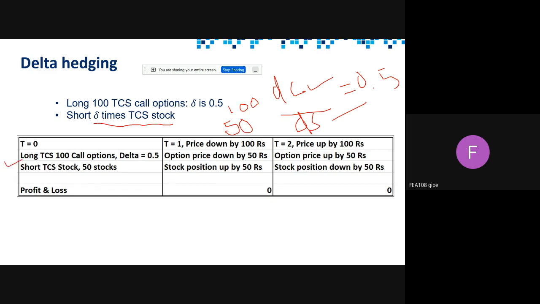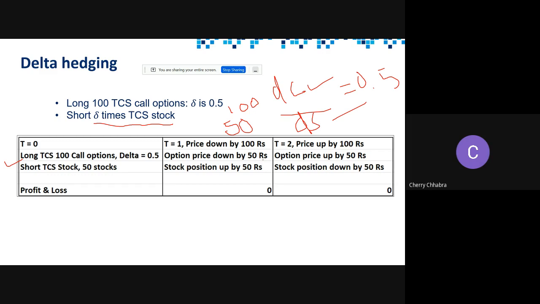Neil does this at t equals 0. Now at t plus 1, the price is down by 100 rupees. TCS price is down by 100 rupees. So what will happen to this short position? The stock position will be up by 50 rupees. Correct? Yes, sir, correct.